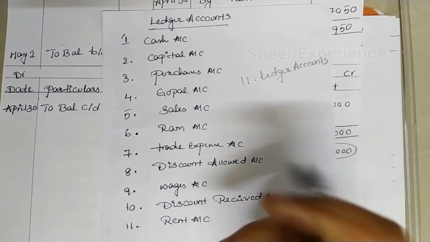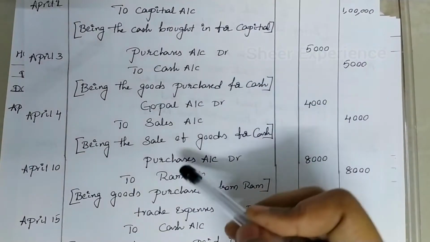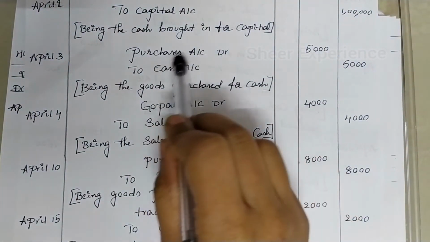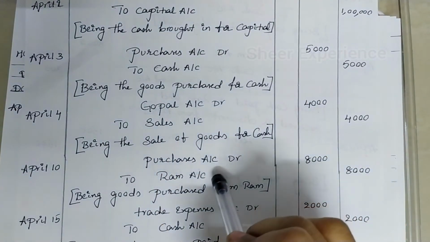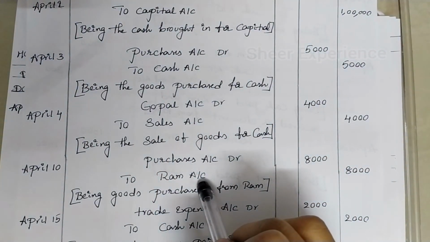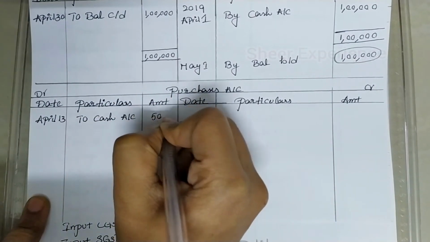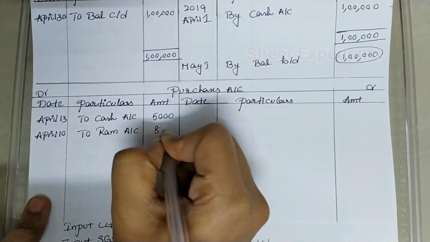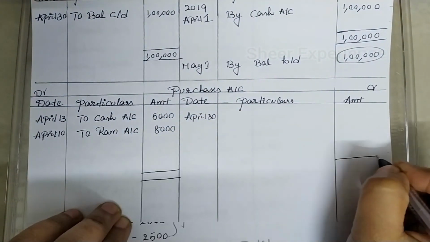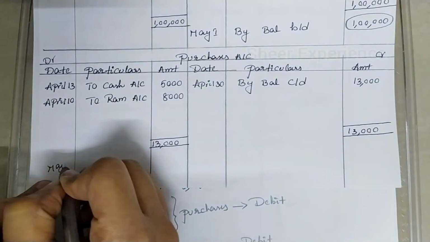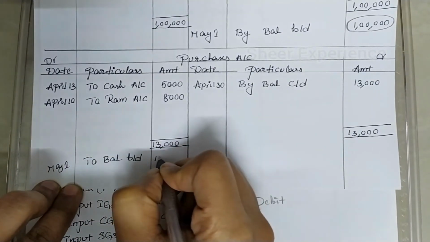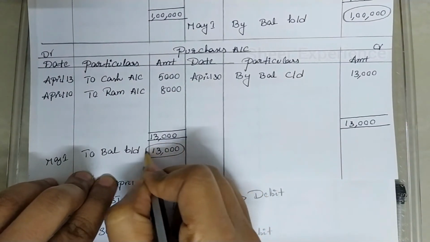Our next account is purchase account. We have purchase account in two journals. In the first journal, cash is credited. We will debit this in the ledger account. In the second journal, Ram account is credited. We will debit this account in the ledger. Purchase account balance is 13,000.